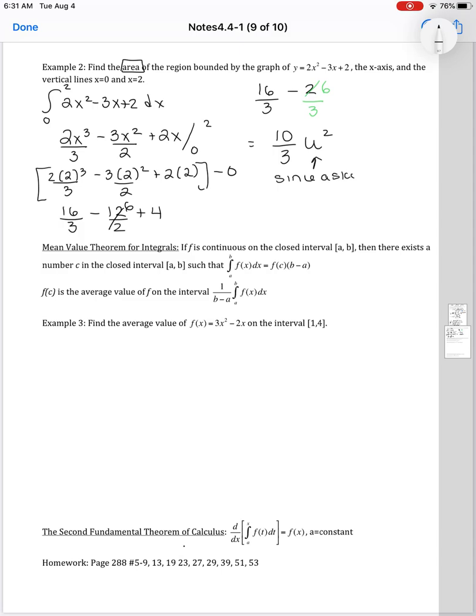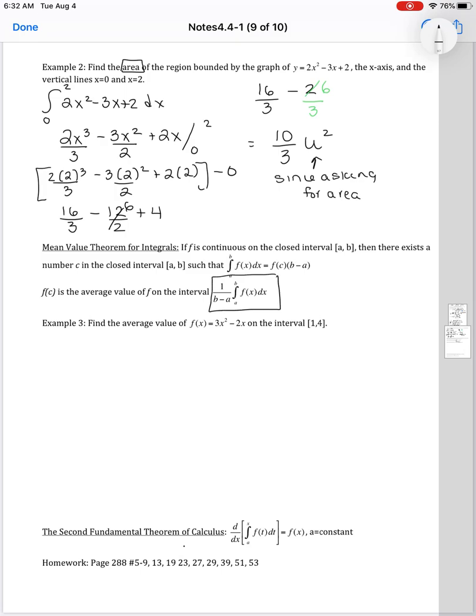Now the difference here is it didn't just say evaluate, it asked for the area. So if it's asking for area, just make sure you put units squared there. And then I'll just make a little note, since asking for area. You don't have to do that otherwise, it's only if it's a word problem where they do that.